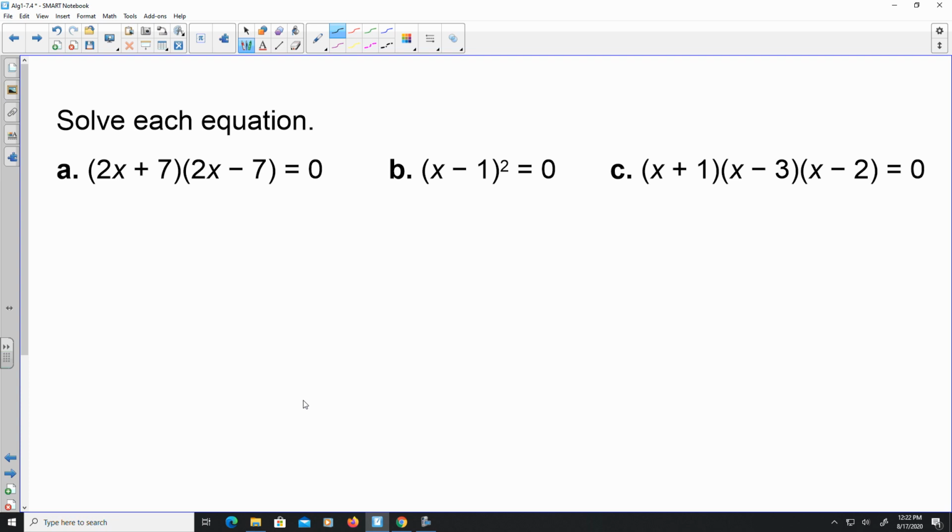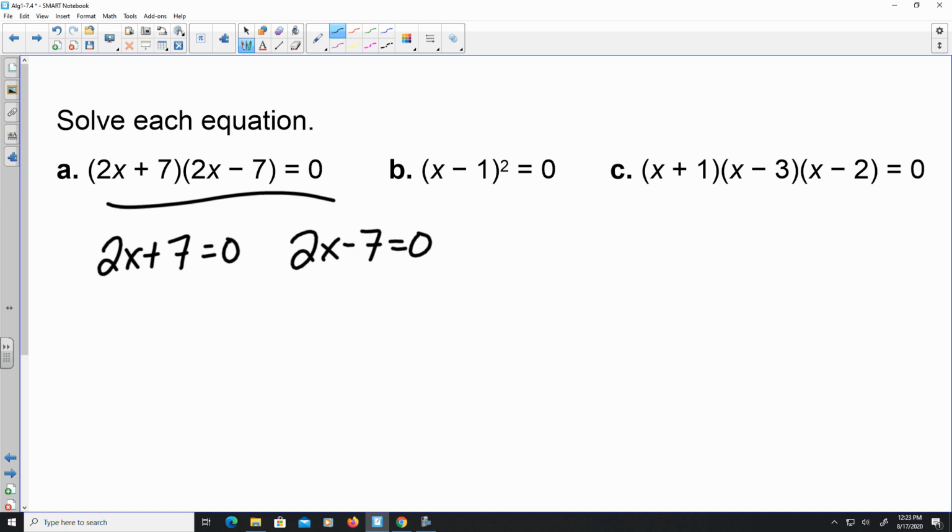Looking at this situation here, you notice it looks like everything is the same, but one's plus, one's minus. Essentially, this is a sum and difference pattern. But everything remains the same. You just take 2x plus 7 set equal to 0, and 2x minus 7 set equal to 0.